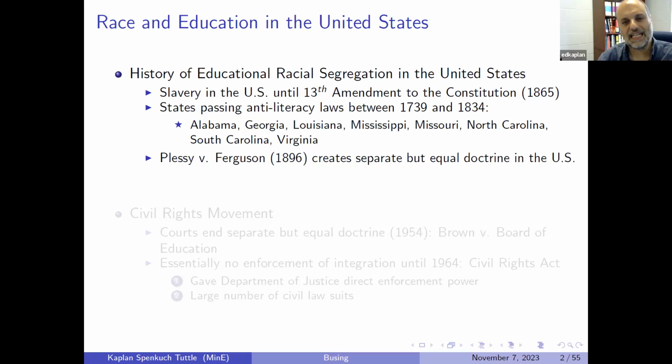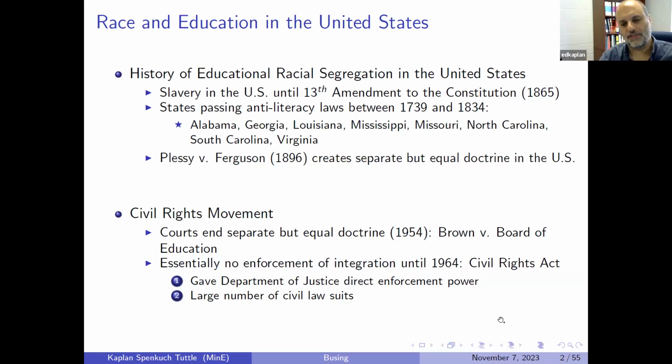Then in 1896, there was a famous Supreme Court decision called Plessy v. Ferguson, which created the separate but equal doctrine in the US. That said that it was okay to have Blacks and whites attend explicitly racially segregated schools as long as they were equal. Of course, they were highly unequal, and white students got 10, 20 times more in the way of resources than Black students did.